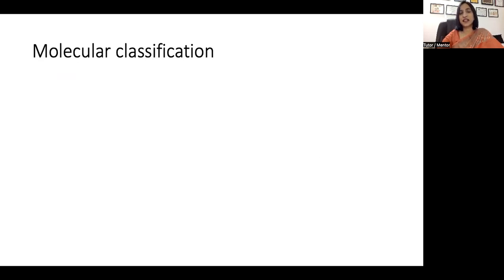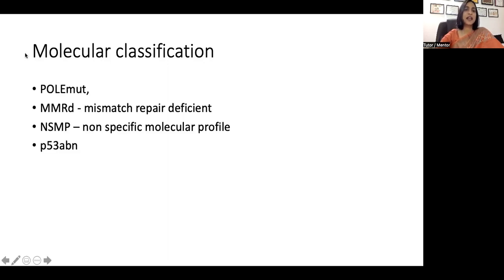Molecular classification, again, is important for the new staging because molecular classification can modify the staging of FIGO endometrial cancers. It was much more elaborate in the previous papers, but now they have classified into 4 simple types: POLE mutated, MMRD which is mismatch repair deficient, NSMP which is non-specific molecular profile, and p53 abnormal. POLE mutated has the best prognosis, MMRD intermediate prognosis, NSMP intermediate to excellent prognosis, and p53 abnormal has the poorest prognosis. So you classify them as POLE mutated, MMRD, or p53, and when none of these is found, you call it NSMP.